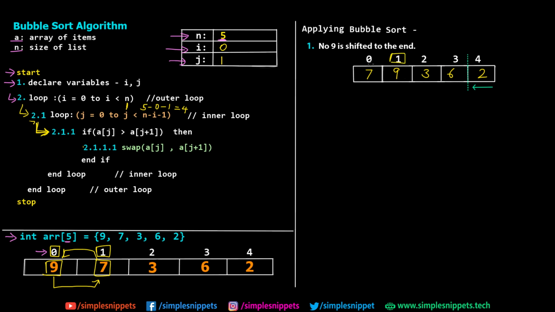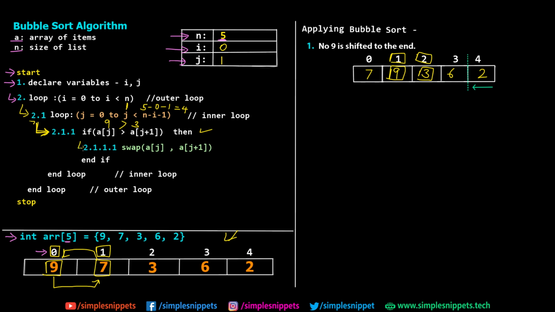Now we have to see the newly updated array, and not this array. So here you can see a of j, that is a of 1, is 9. So I'm gonna write 9 over here. Is 9 greater than a of j plus 1? So j is 1, j plus 1 is 2. So a of 2 is 3. The value at index 2 is 3. So is 9 greater than 3? Yes. This is also true.